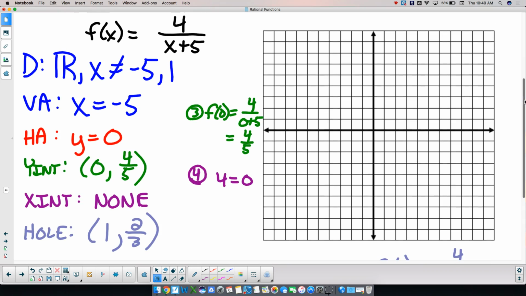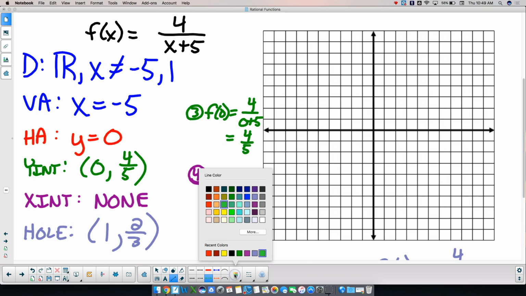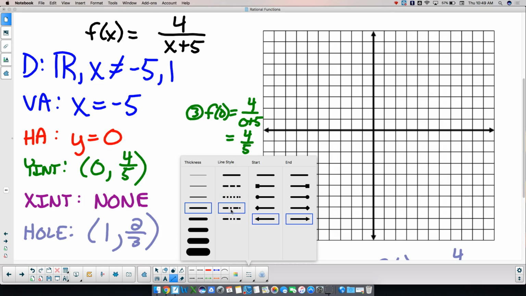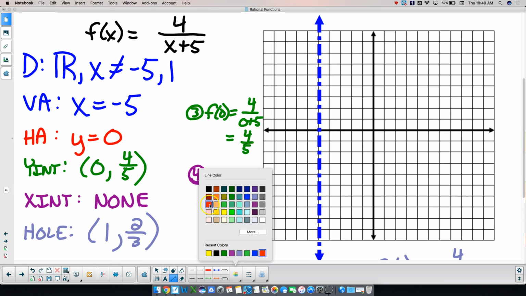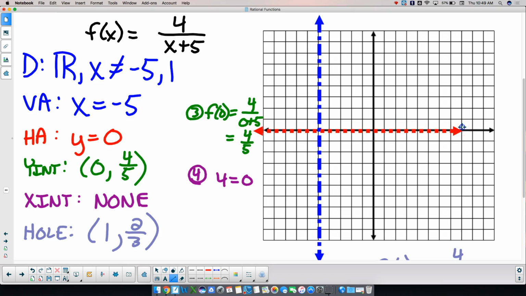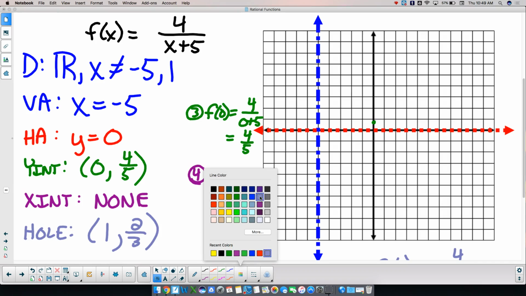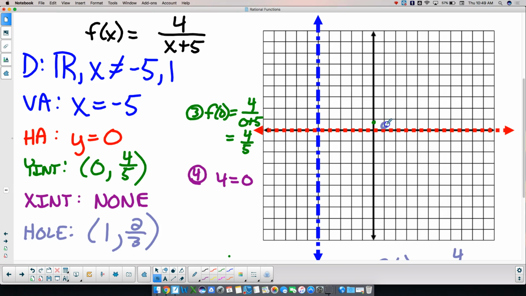So let's go put all that stuff onto our graph now. 1, 2, 3, 4, 5 is my vertical. Y equals 0 is my horizontal. Y-intercept of 4/5. X-intercept of none. Hole of 1, 2/3. Okay, so we're good there.